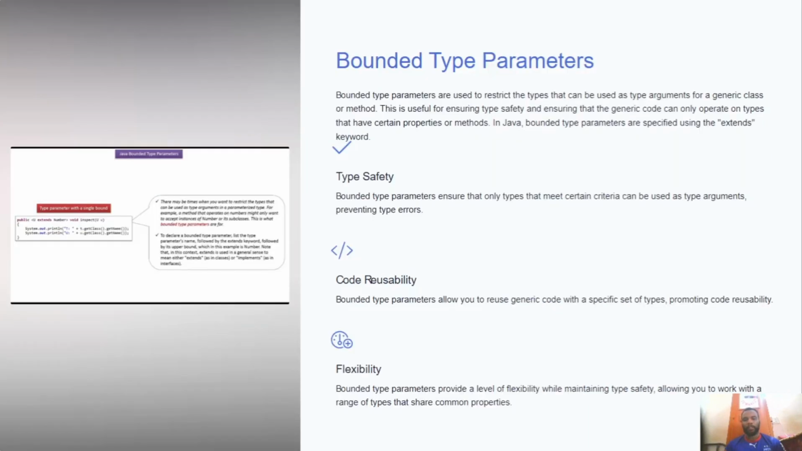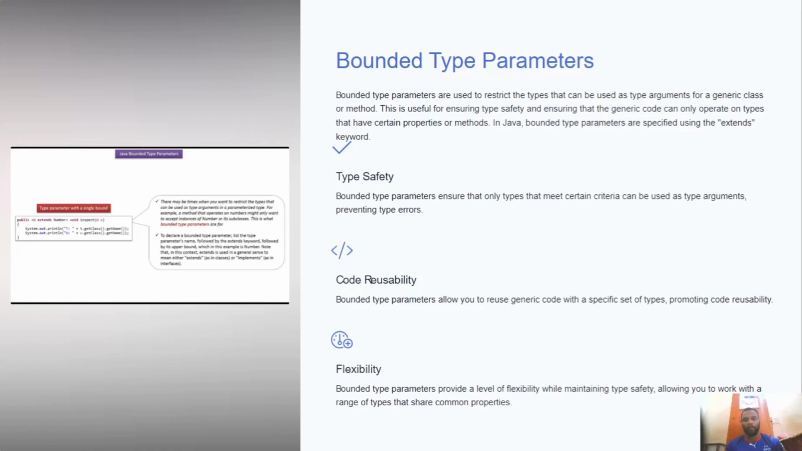Bounded type parameters. Bounded type parameters are used to restrict the types that can be used as type arguments for a generic class or method. This is useful for ensuring type safety and ensuring that the generic code can only operate on types that have certain properties or methods. In Java, bounded type parameters are specified using the extends keyword.